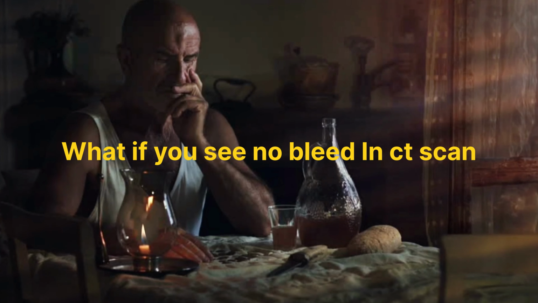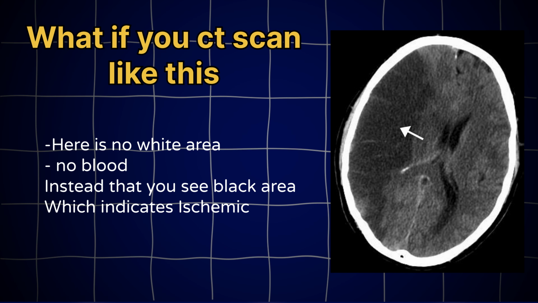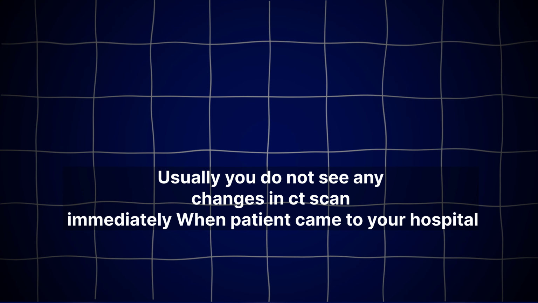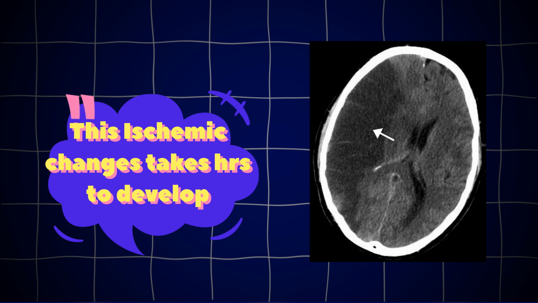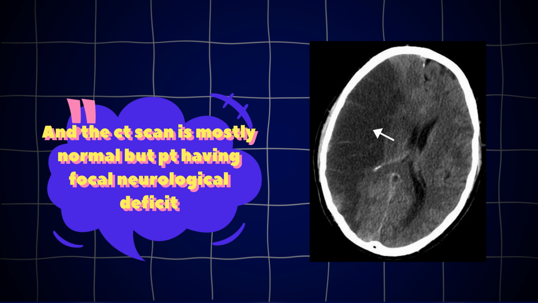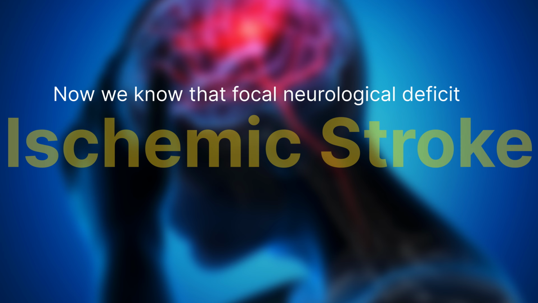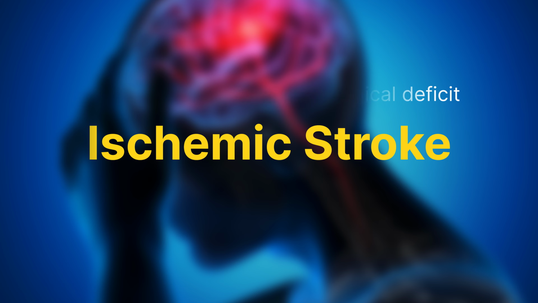What if you see no blood in the CT scan? What if you receive a CT scan like this, in which there is no white area, no blood, instead you see a black area like this. Black area is ischemia in CT scan. Usually you do not see any changes in the CT scan immediately when a patient comes to your hospital. These ischemic changes take hours to develop and the CT scan is mostly normal, but the patient is having a focal neurological deficit. Now we know that a focal neurological deficit is due to ischemic stroke, and we have to treat the patient according to ischemic stroke protocols.